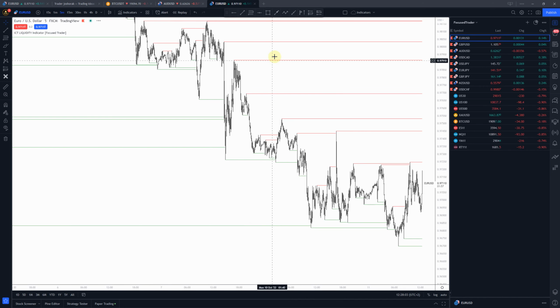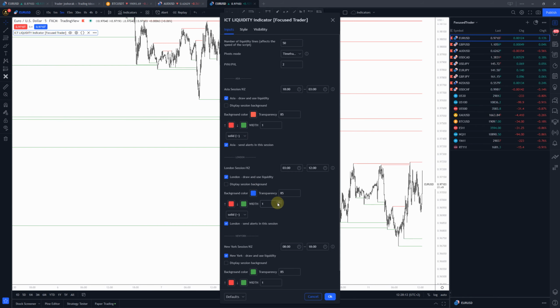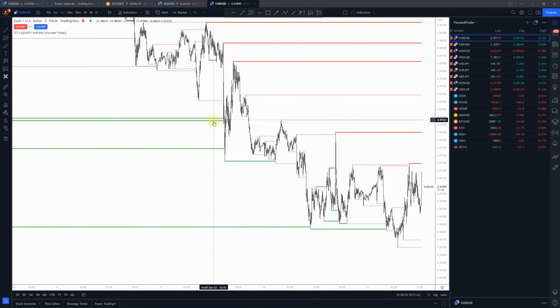And that's it. You can see that the resistances, the pivot highs, are red and pivot lows are green. And now let's make different session liquidity more important. So I will set London session to have 3 points width of the line. You see that it's thicker than the other liquidities.